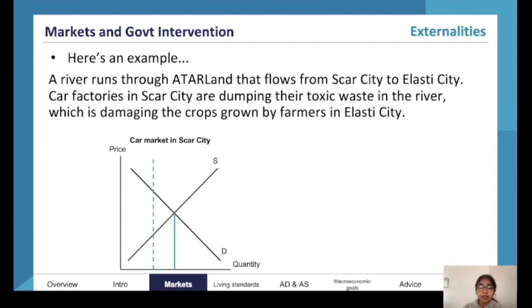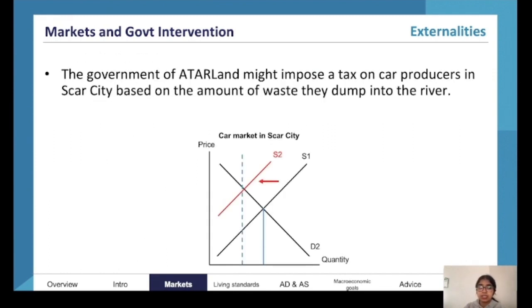First of all, this car factory is not realizing the effect it's having on the crops. So that's something to consider. They're not considering the third-party cost. Another thing, toxic waste means that people might die. It's harmful to people to drink water contaminated with the toxic waste. So again, another negative effect. Those are things that need to be considered.